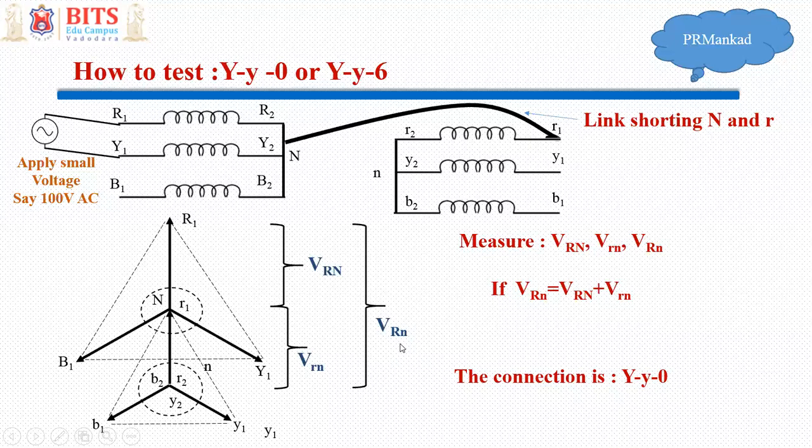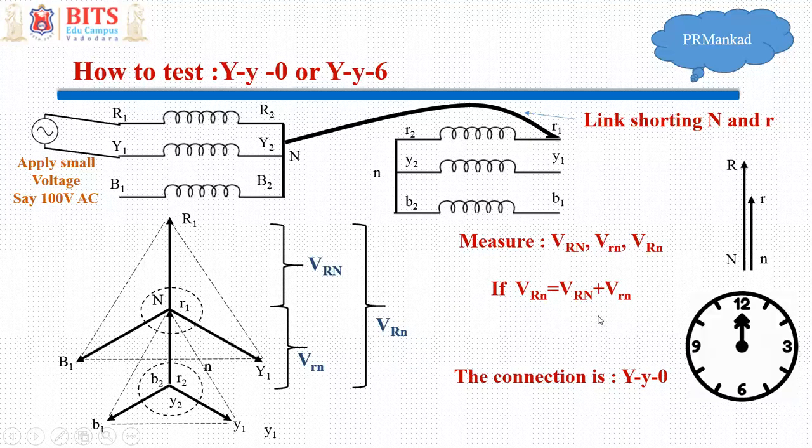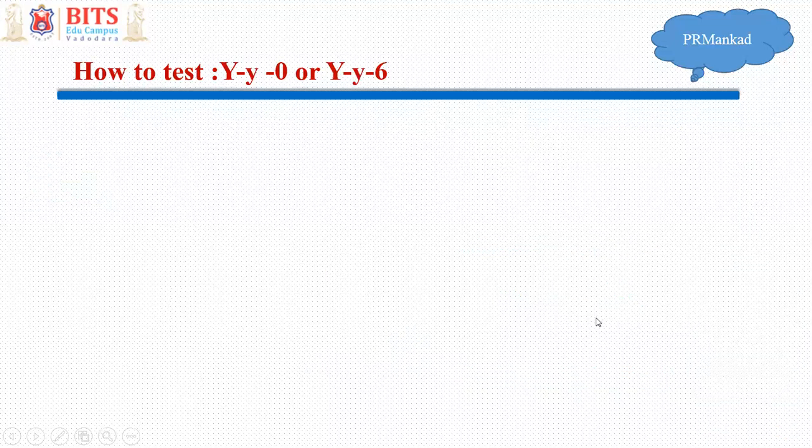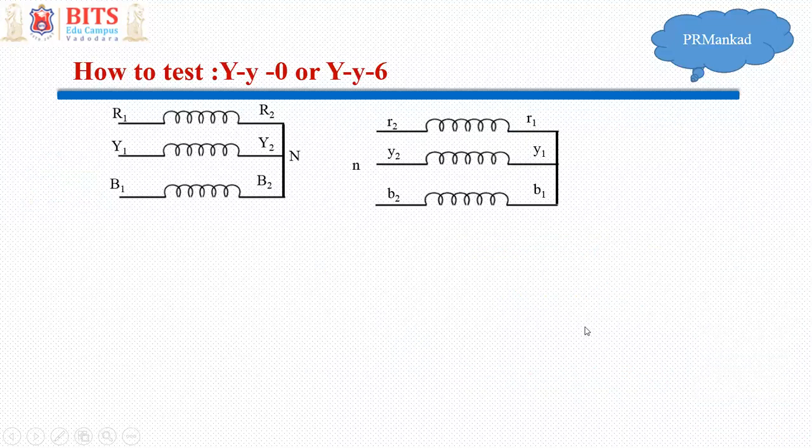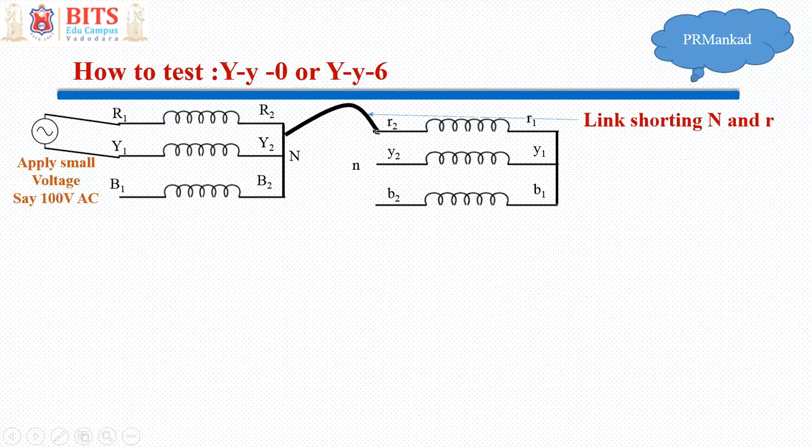What if it's a YY6 connection? That means, of course, this equation will not satisfy. Our readings will not match in this fashion. So what next? Suppose it is a star-star 6 connection. The winding is going to be in the other way. So this is what we have drawn. Again, we have to have a short link between neutral capital N of the primary winding and small r of the secondary winding. Once we do that, we give small voltage between R and Y of primary winding. Small voltage, say 100 volt.